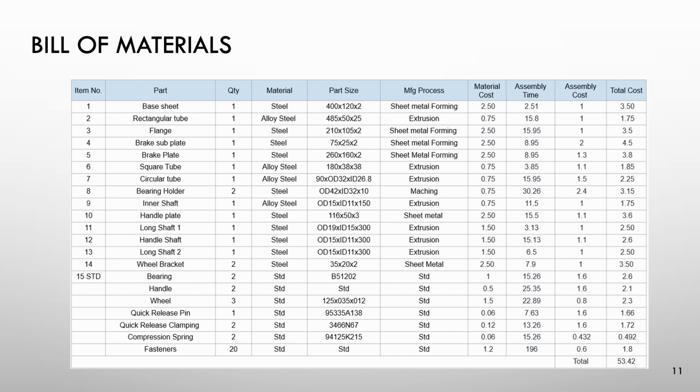Here's our bill of materials. Considering assembly sequence 1, the assembly time and cost was estimated as per standards. We have assumed that the assembly is done manually. The total cost is estimated to be $53, which is 50 to 60% of the retail price of a similar product. Most of the parts are manufactured by sheet metal forming, and the rest are procured as standard parts.